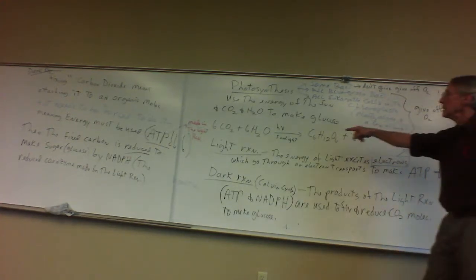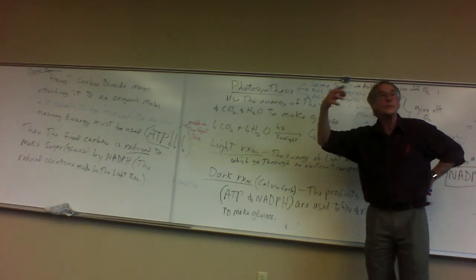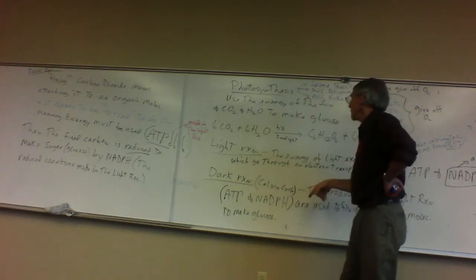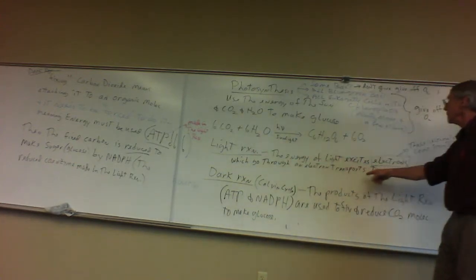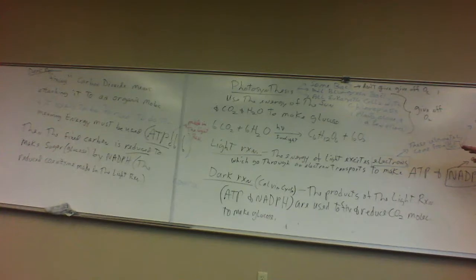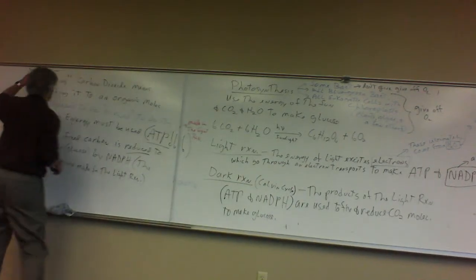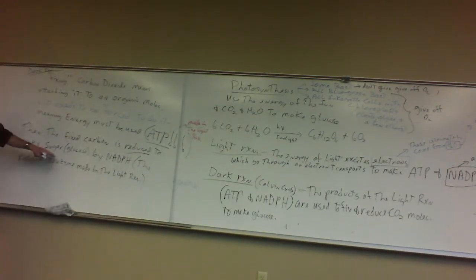And how are we going to do all this? It turns out in the chloroplast we have various pigment molecules that can absorb the energy of light. In the light reaction, we have an electron transport system, similar to what we talked about before. As those excited electrons go through the electron transport system, we make ATP and NADPH. Then we use the ATP in part to fix the carbon dioxide and the NADPH to reduce it into a reduced form, which we call sugar.